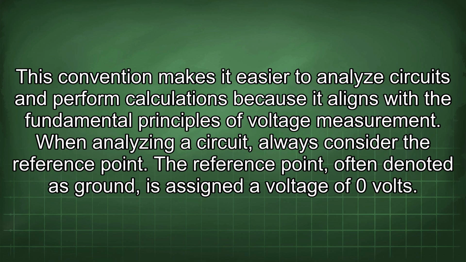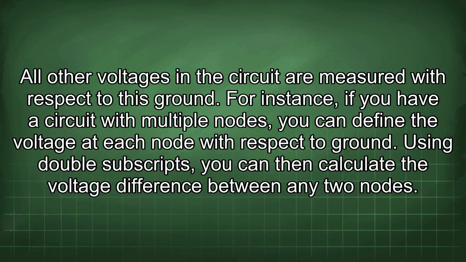The reference point, often denoted as ground, is assigned a voltage of 0 volts. All other voltages in the circuit are measured with respect to this ground. For instance, if you have a circuit with multiple nodes, you can define the voltage at each node with respect to ground. Using double subscripts, you can then calculate the voltage difference between any two nodes.